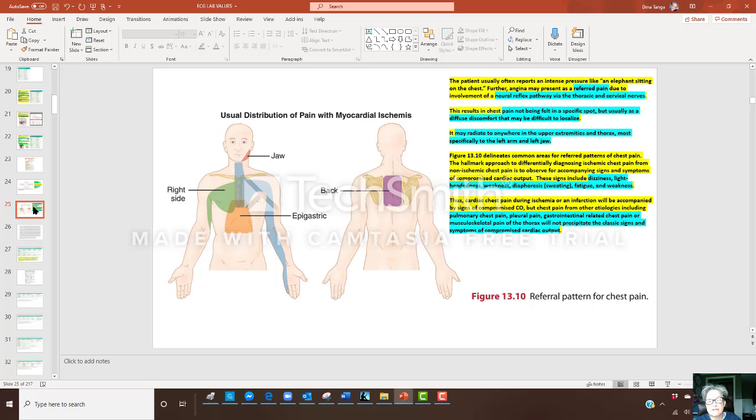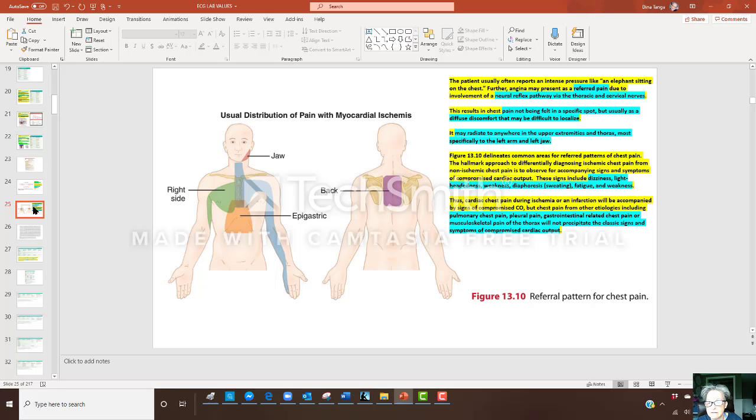Hallmark approach to differentially diagnosing ischemic chest pain from non-ischemic chest pain is to observe for accompanying signs and symptoms of compromised cardiac output. These signs include dizziness, lightheadedness, weakness, diaphoresis, which is sweating, and fatigue. I don't know why the book said weakness twice, but it did. I copied this straight from the book, but it says weakness twice.